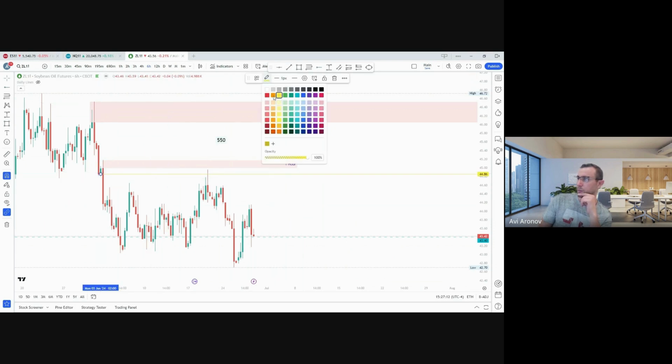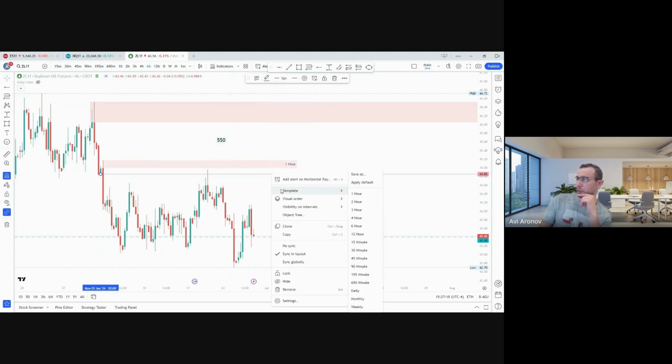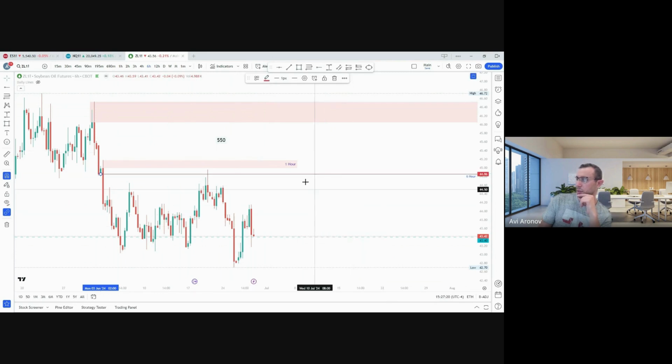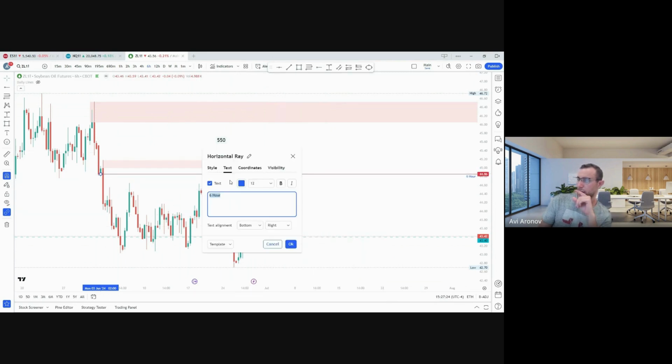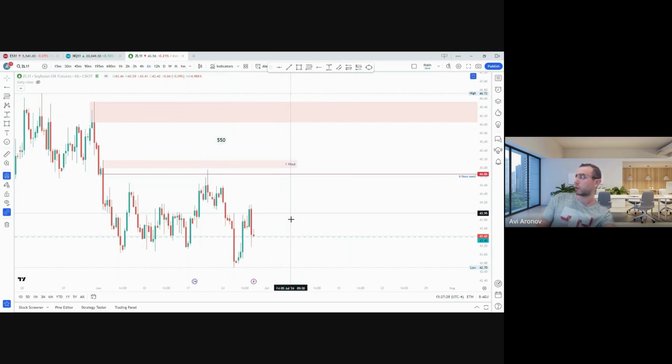Okay. And I will write here 6 hours, and I will write here used. Okay, so I know that it's used even if it touches when I don't see this candle already.